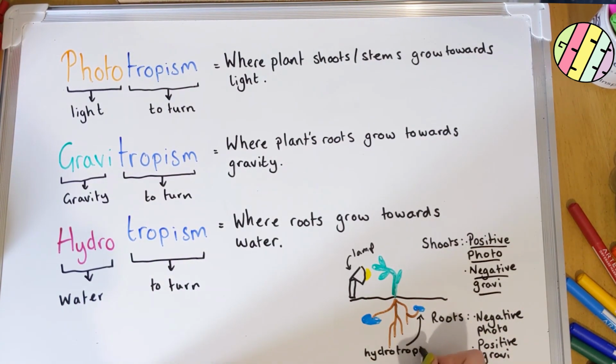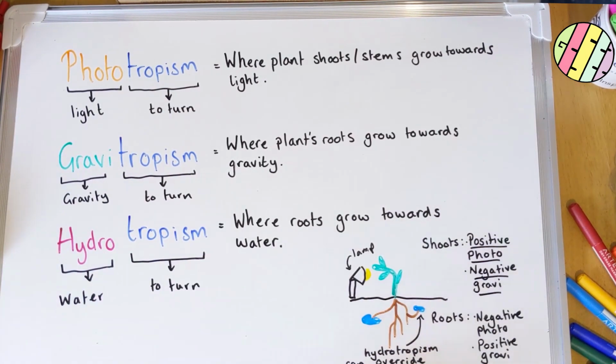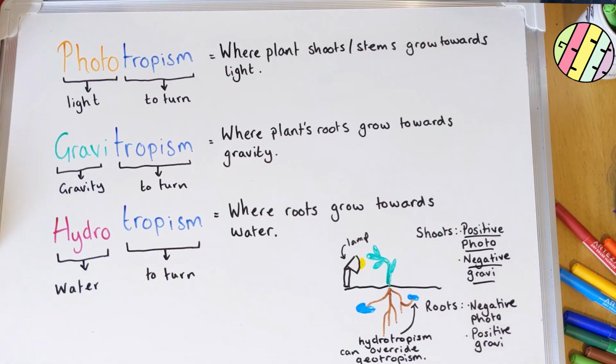Hydrotropism is a strange one though, because it can actually override gravitropism, meaning that if there is a little pocket of water, or there is water above where the roots currently are, the roots will grow towards the water rather than growing down towards gravity. What we're going to look at next then is something called auxin and how it plays a part in all three of these different tropisms.